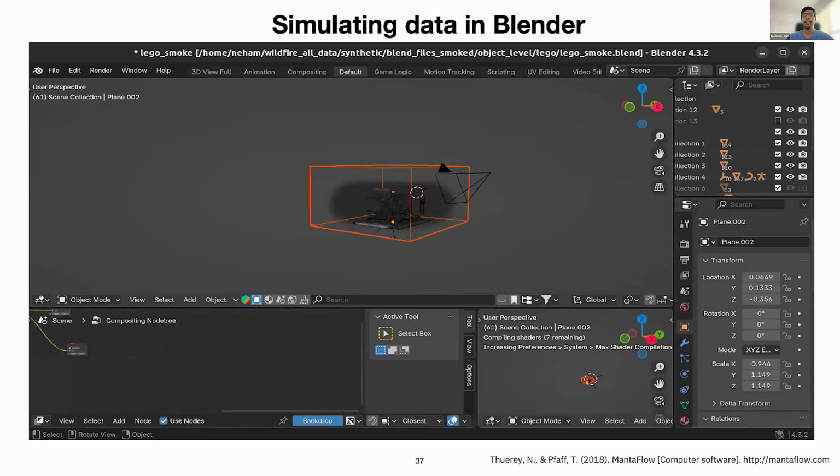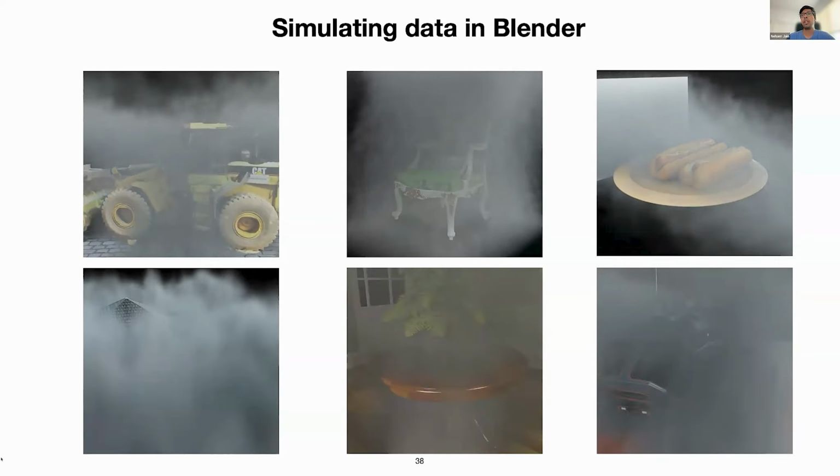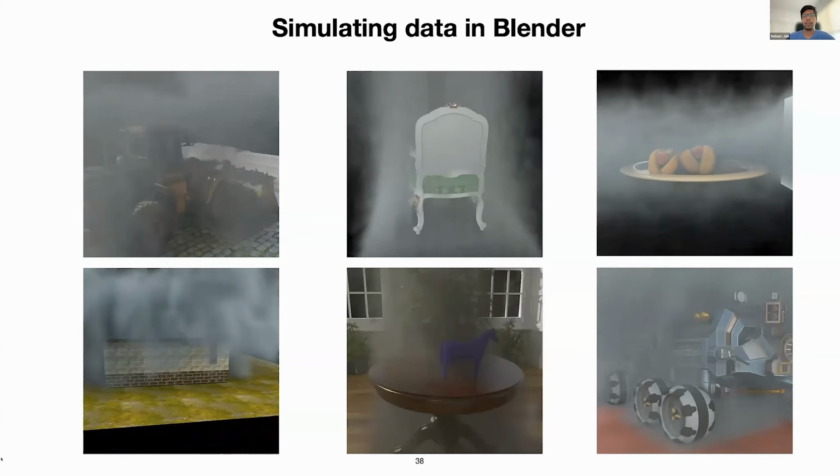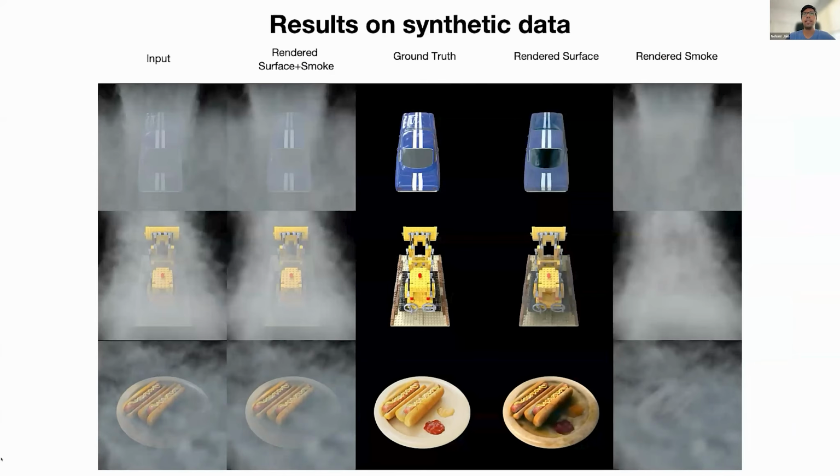And Blender has a MantaFlow plugin which simulates the physics of this smoke to produce very natural smoke movement. And since it's a simulation, getting ground truth information is also much easier. So we can experiment with different smoke densities and motions of the smoke in a controlled manner. So these are some of the data that we simulate in Blender. We simulate both object level and scene level data.